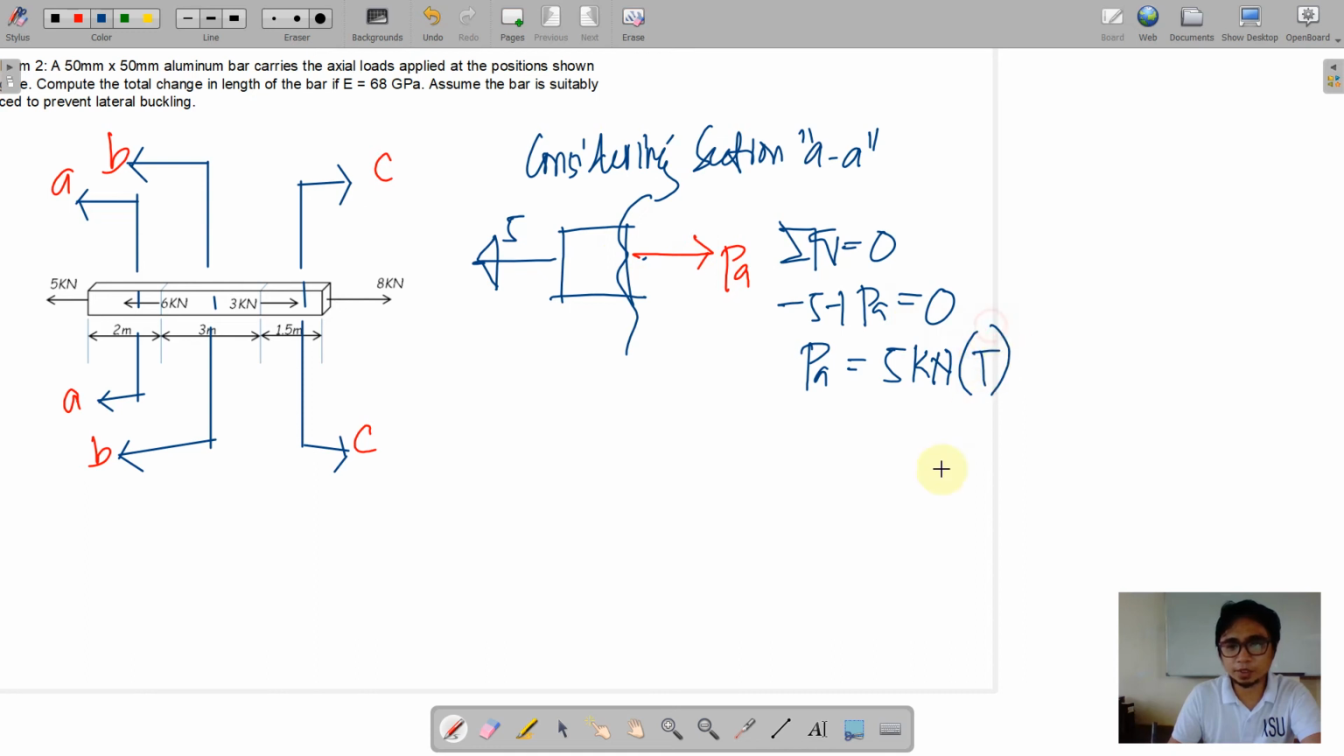Therefore, let us simply indicate that we have a tensile orientation on that. Why do we need to indicate that? Because having a tensile load corresponds to a stretch or elongation, and having a compressive type of force, we have a shortening of the bar, and that is indicated through a negative sign, or a reduction or shortening of the length. Okay, so next we proceed to section BB.